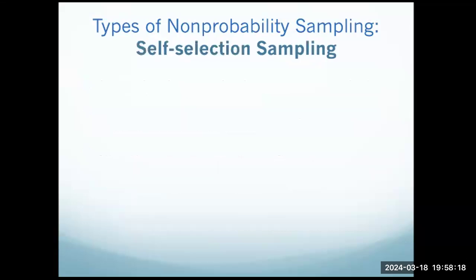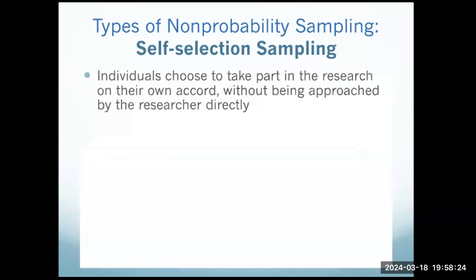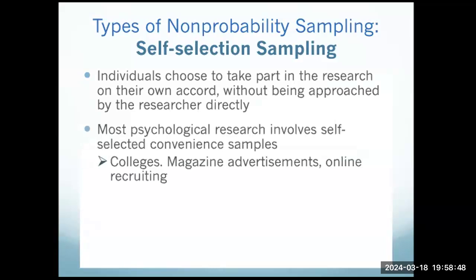A very, very frequent type of non-probability sampling is self-selection sampling. So individuals choose to take part in the research of their own accord without being approached directly by the researcher. When you get a survey from Amazon, oh, thank you for buying this book, please tell us what you think about it. That's an example of self-selection sampling because not everyone is going to respond to that survey. Only a few, some people who really like to give their opinions will do it. So most psychological research does involve self-selected convenience samples, right? So colleges, magazine advertisements, online recruiting, all of these are examples of self-selection sampling.